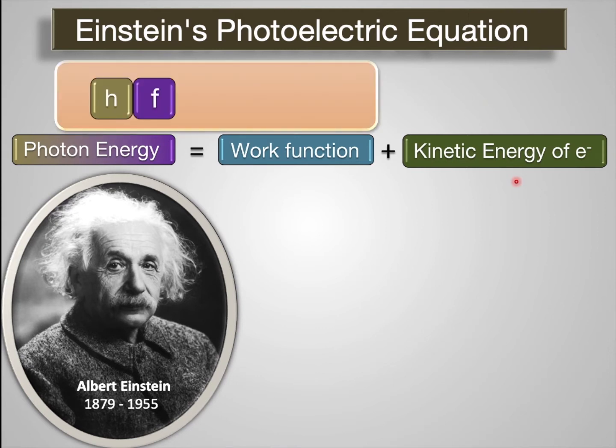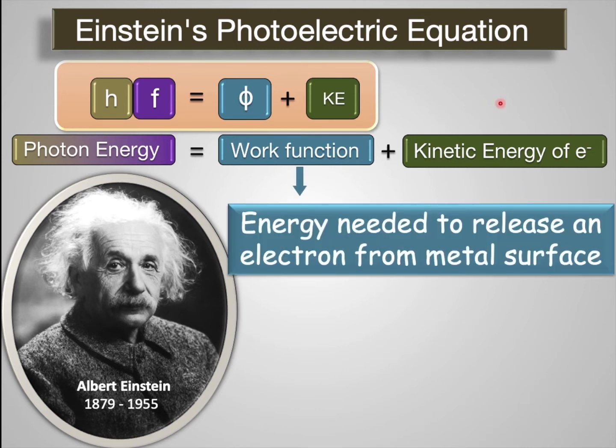Mathematically, you can write the photon energy hf is equal to the work function, which has the Greek letter phi as its symbol, plus the kinetic energy. 10 joule: 8 joule to remove, plus 2 joule to move, that's the kinetic energy. The work function is the energy needed to release an electron from a metal surface. For it to be a constant, we define the work function only on the surface of every metal.